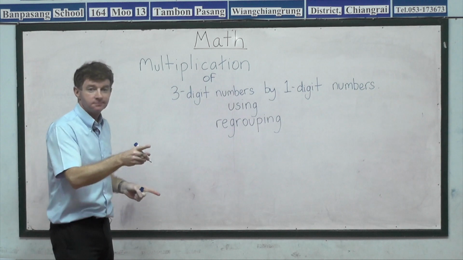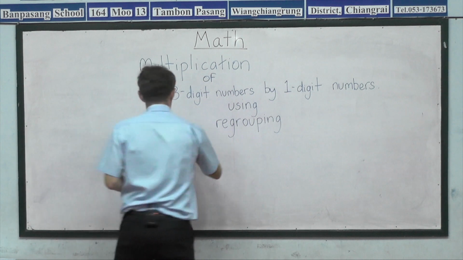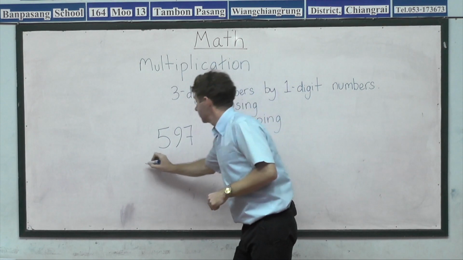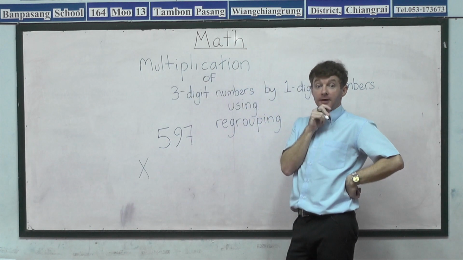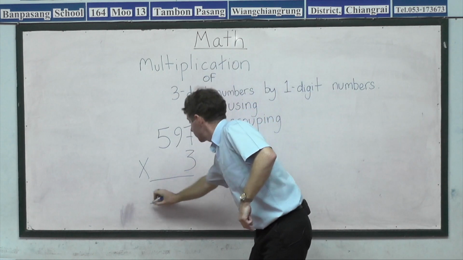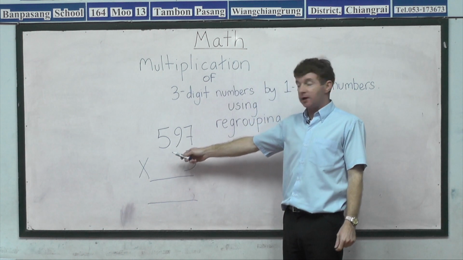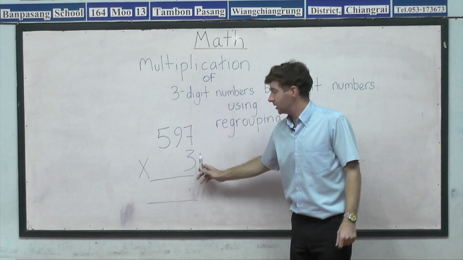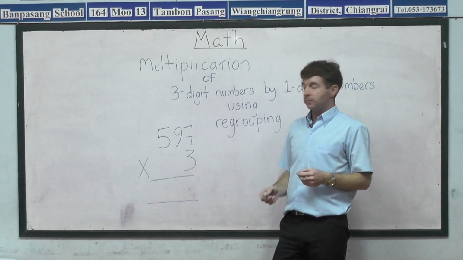5, 9, 7 times 3. Okay, we'll go with 3. So here's our problem: 597 times 3. Step 1, our ones column.